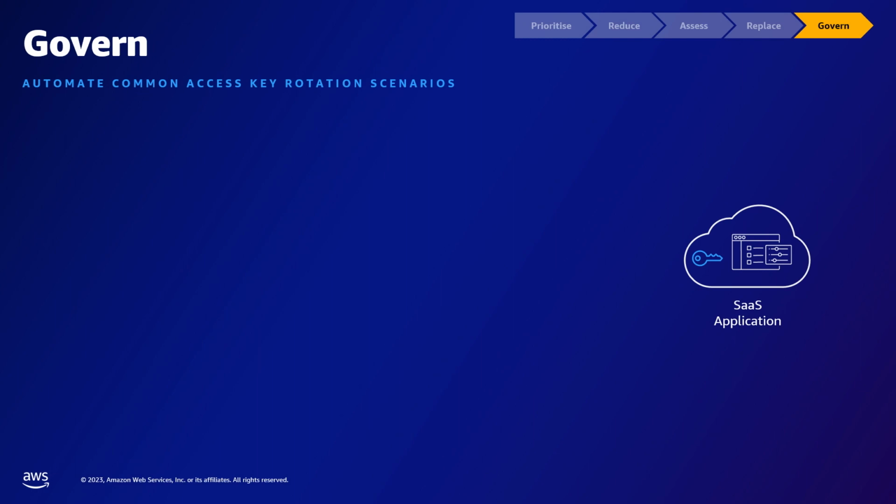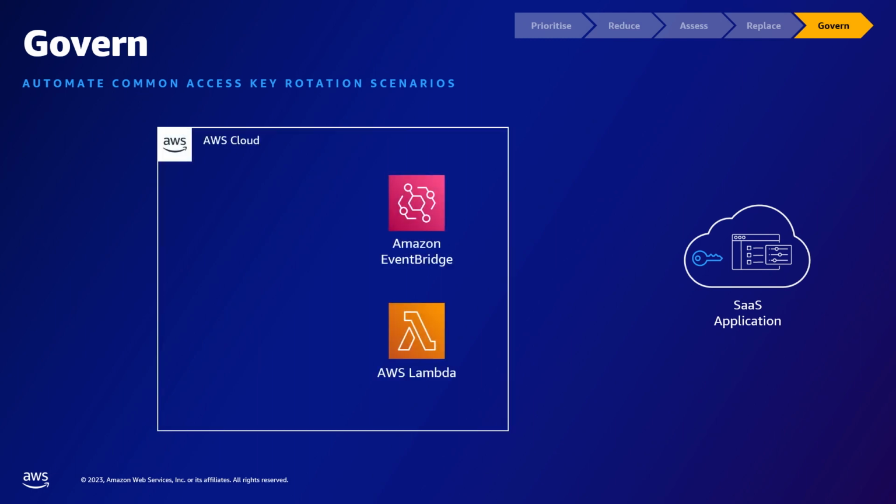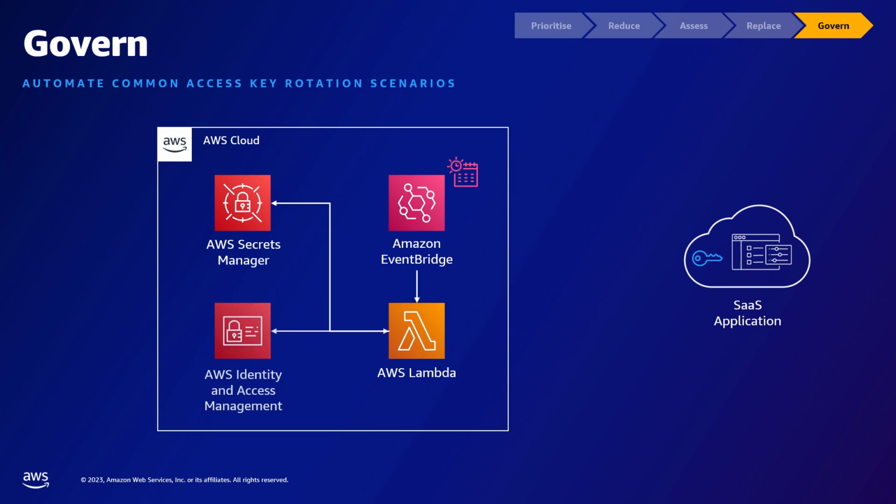We can do this using AWS Lambda with AWS EventBridge. We schedule EventBridge to invoke our Lambda function once a month, let's say, and the Lambda function will perform the rotation for us. The Lambda is able to log into the SaaS application by retrieving credentials stored in AWS Secrets Manager, and can also interact with IAM to create the new access key and disable the old one.